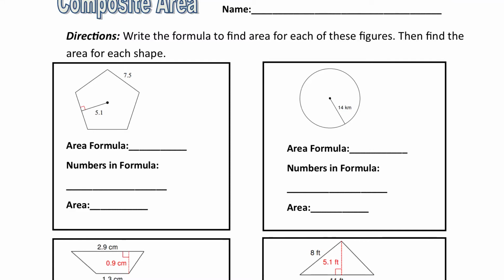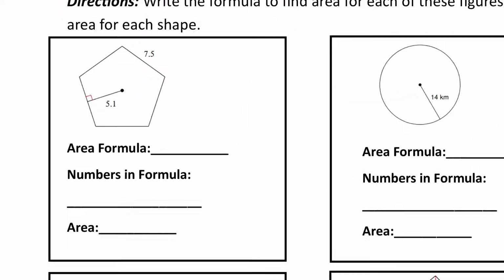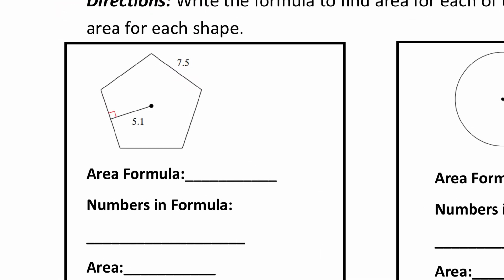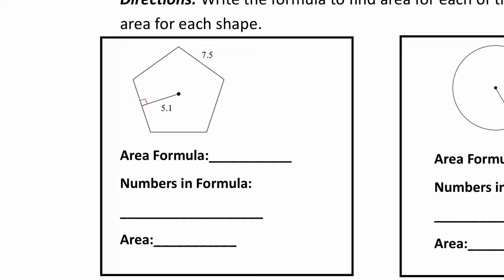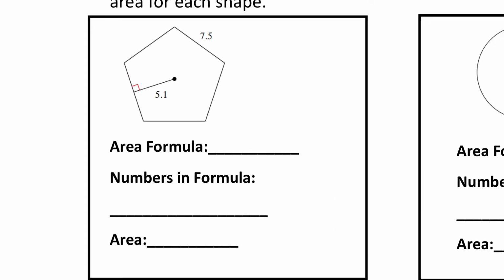So today what we're going to be doing is reviewing what we've been doing, just looking at all the different shapes we've been finding the area of. So we're just going to practice with that a little bit. On this first one right here, this is a regular pentagon, okay?